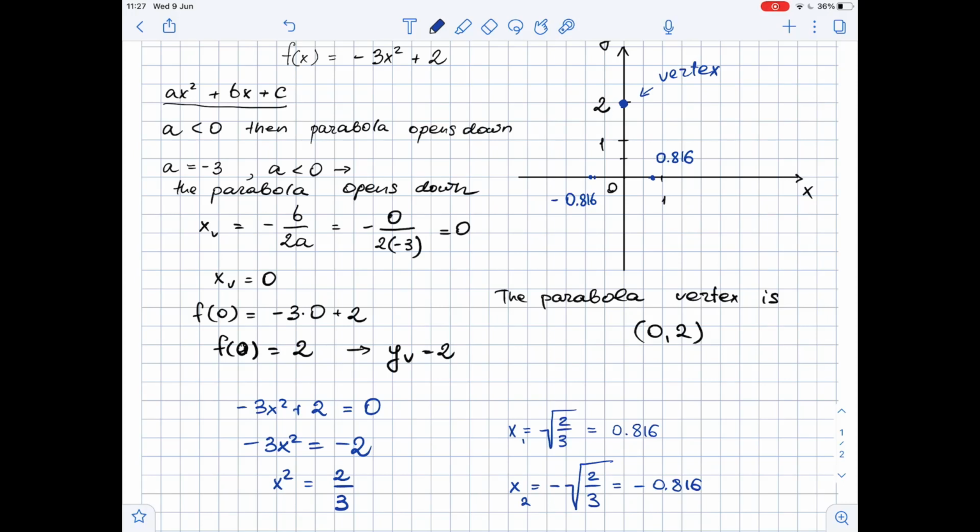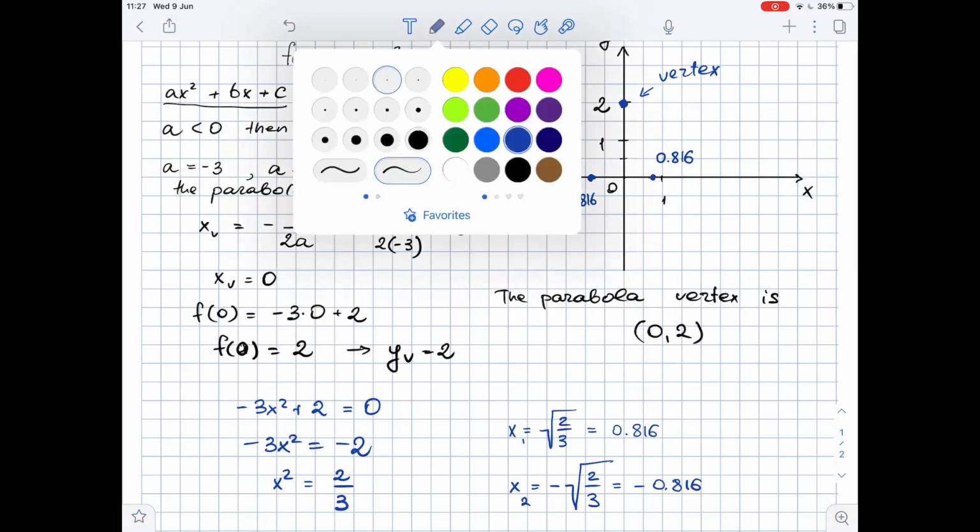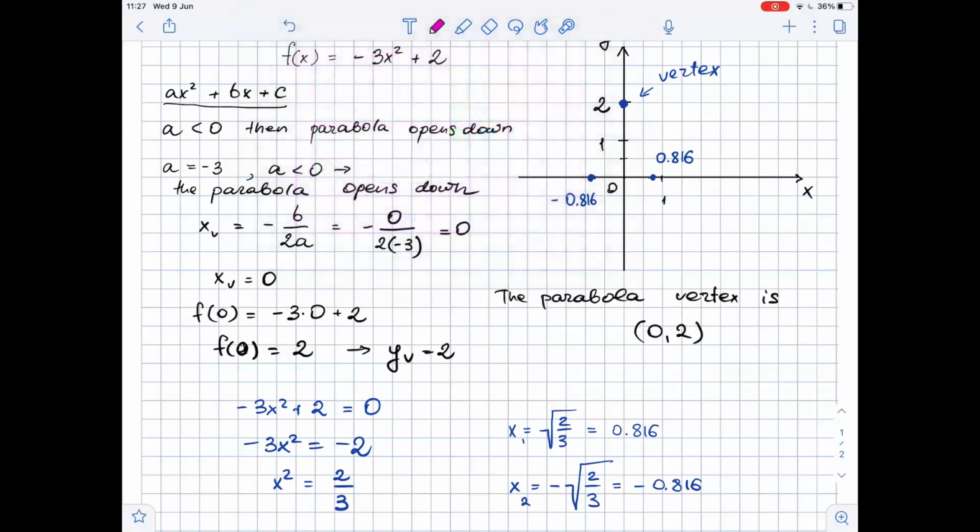Now we have 3 points through which our parabola goes, and we know that we can define the parabola by 3 points, so that means that we can just connect these points and we will get the graph of our parabola. So let's try to do that here, here, here. So yeah, this is our graph.